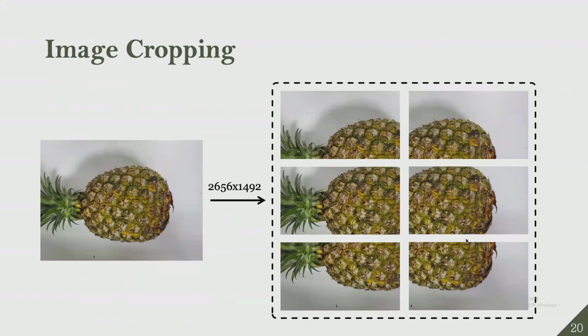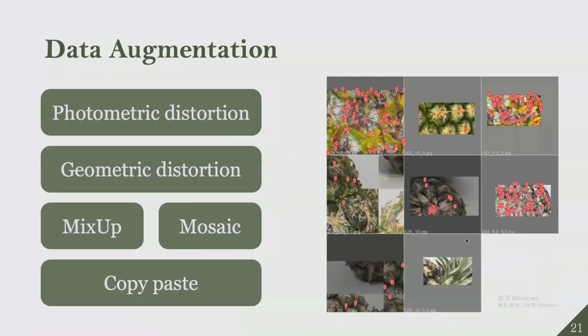This can not only prevent spatial change, but also prevent feature loss from the convolutional and pooling processes when resizing into a model. So this process has mainly enhanced the precision of the model. And this is the data augmentation I've done: photometric distortion, geometric distortion, mosaic, and copy paste.